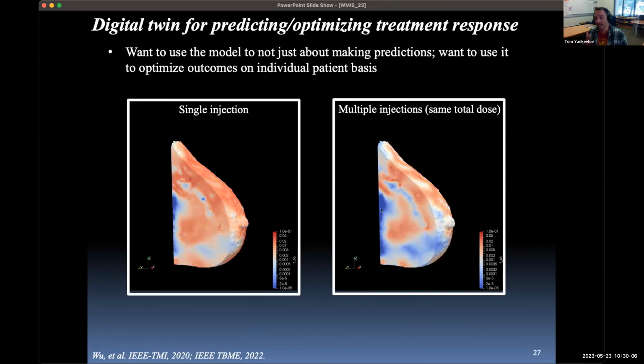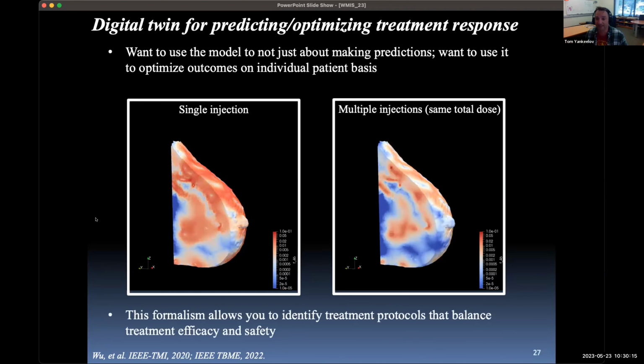And that's of course because, for lack of a better phrase, the pipes for this patient are different than the pipes for another patient. And so the optimal injection scheme for this patient is going to be different than everybody else. And of course, this lets you try a whole bunch of things to try to balance efficacy and safety.